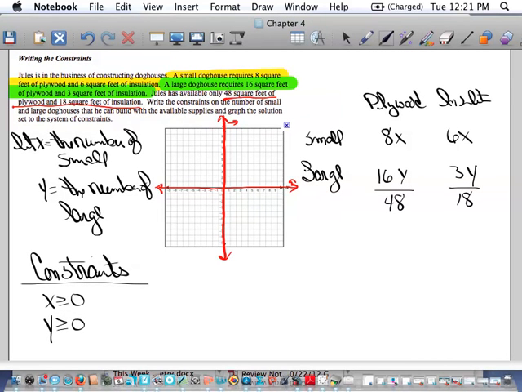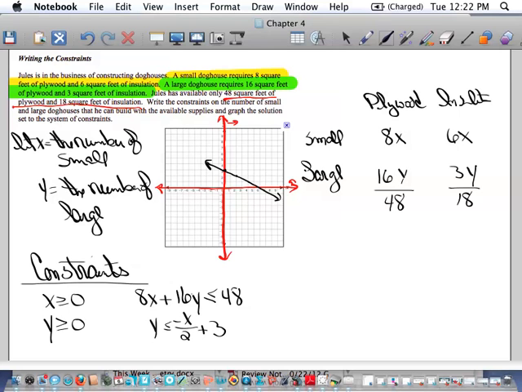The next constraint we have to look at is plywood. He's going to require 8 square feet of plywood times the number of small dog houses he builds plus 16 square feet of plywood times the number of large dog houses he builds. But the combination of those two has to be less than or equal to 48. So if we solve this system, we have Y is less than or equal to negative X over 2 plus 3. Take that equation, put it in slope-intercept form, and go ahead and graph that line. So there's the line that uses the constraint on plywood.